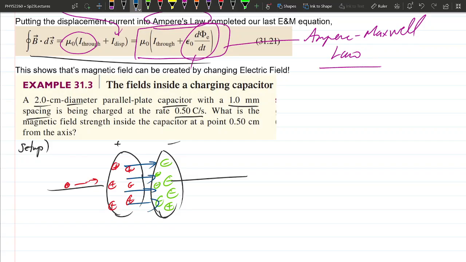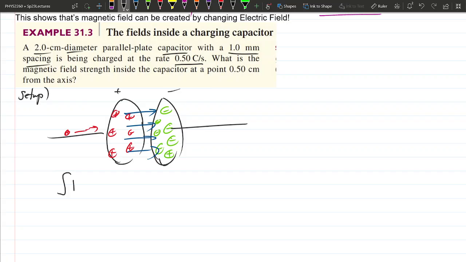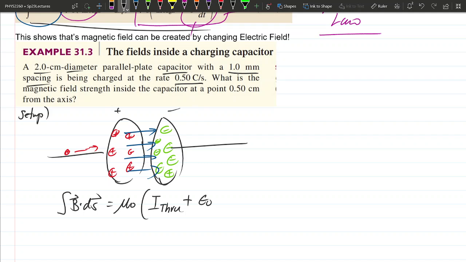Okay. So in order to figure out how to deal with this, let's write down what the Ampere-Maxwell law is real quick. I'm going to copy that down. So this is the integral of B dot ds, some sort of magnetic field equation, and it's going to be equal to mu naught times whatever the amount of current that's going through our loop, plus epsilon naught times how fast the electric field flux is changing. Okay?